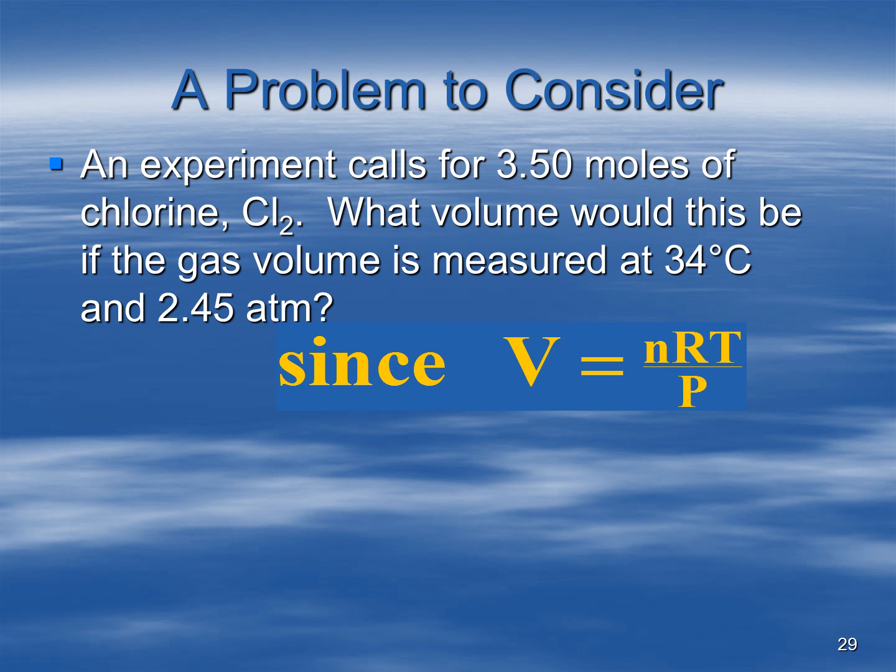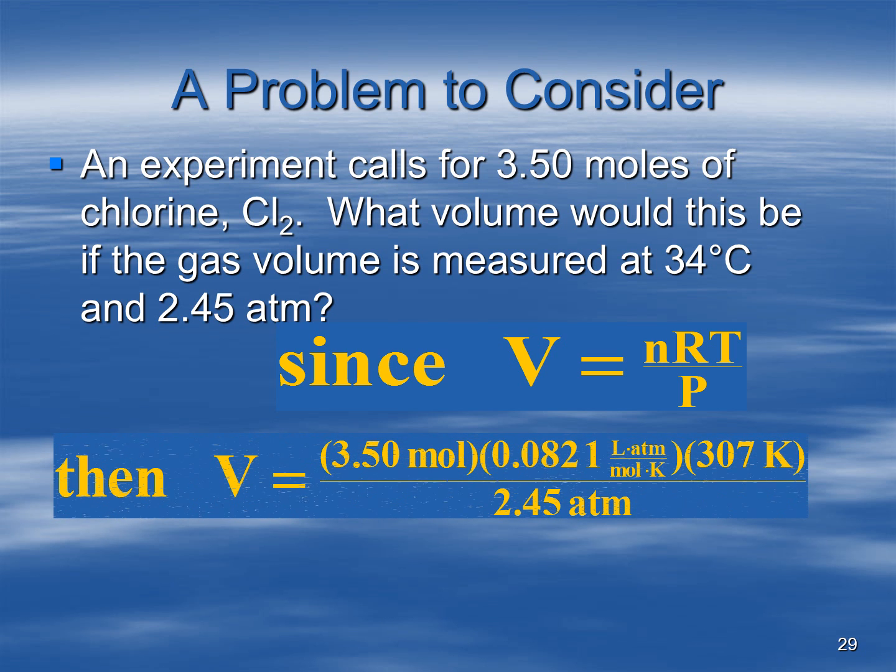So we can rearrange our equation: PV equals nRT, so V equals nRT over P. We know n is 3.5. We know R, 0.0821. We know T, but convert it to Kelvin, 307 Kelvin. And we know P, and we have all our correct units. The moles will cancel, the Kelvin will cancel, and the atmospheres will cancel, and the only units left over will be liters. And so our volume is 36 liters.